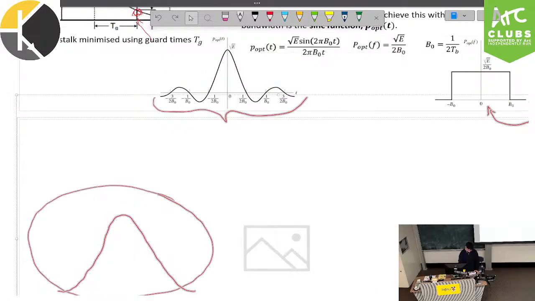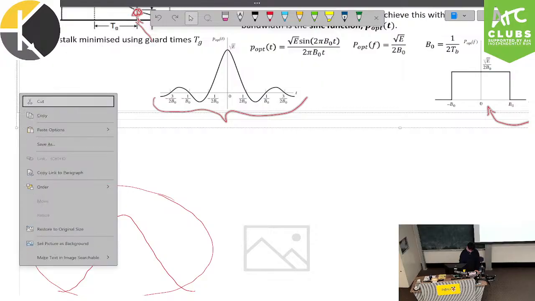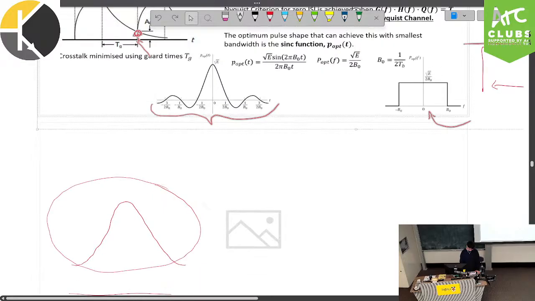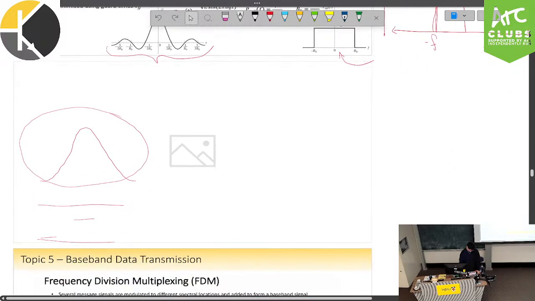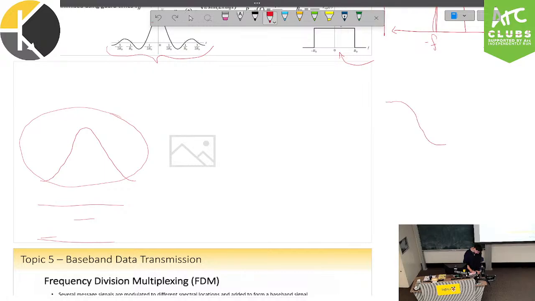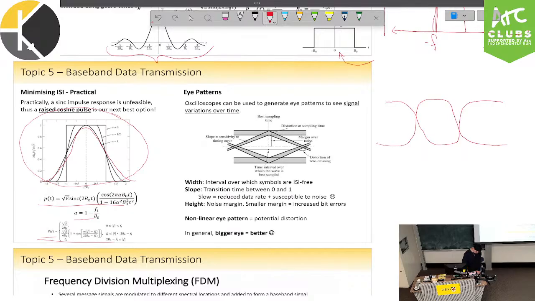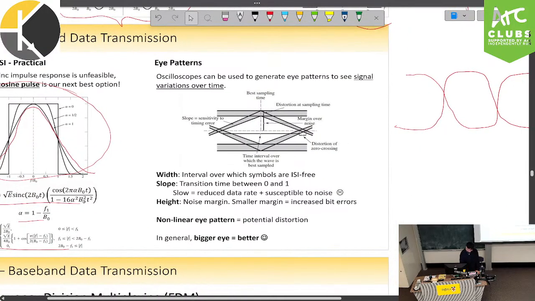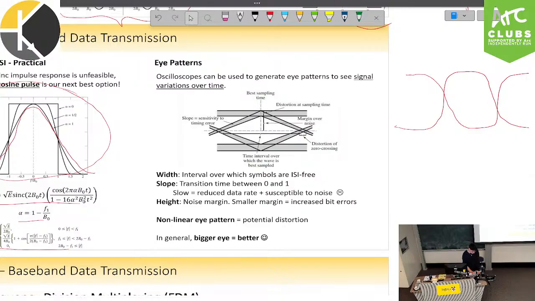All right. Then we have eye patterns. I'll just draw an eye pattern. On the oscilloscope, you probably would have done it in the lab, we generate some sort of eye pattern. We find that we transmit with less intersymbol interference and distortion when we have a wider eye. So the width of the eye corresponds to how much ISI we have.